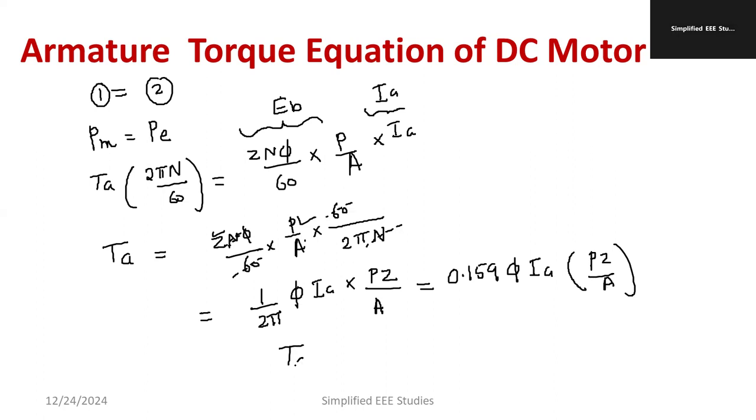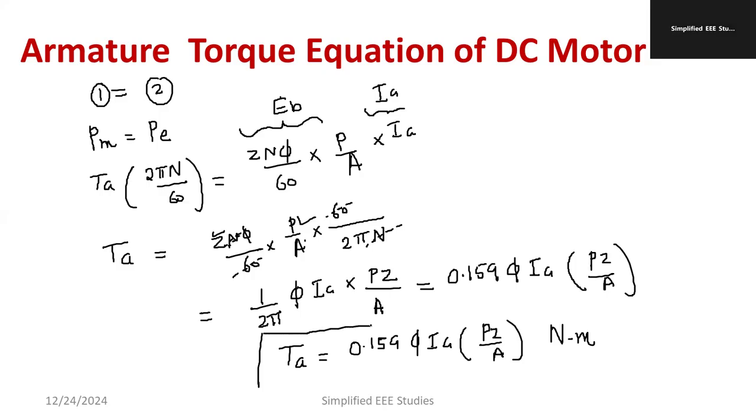Therefore, the armature torque equation is given by 0.159 phi into IA into ZP by A. Do not forget to write the unit: it is Newton meter. Kindly remember this equation. This is one of the most important equations related to DC motor.